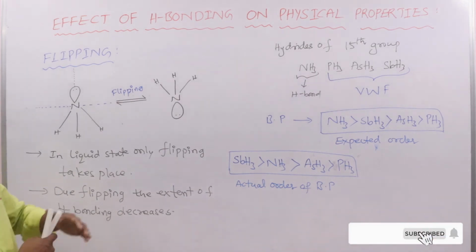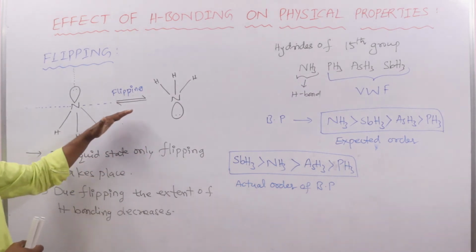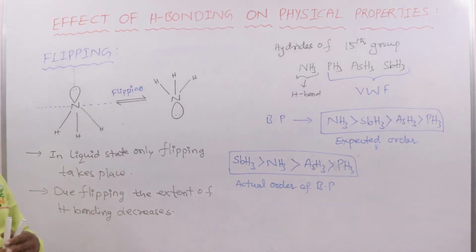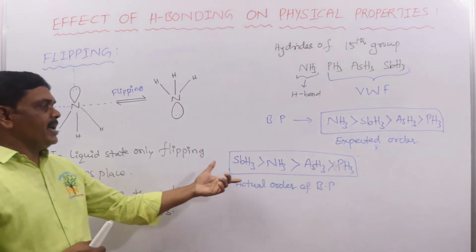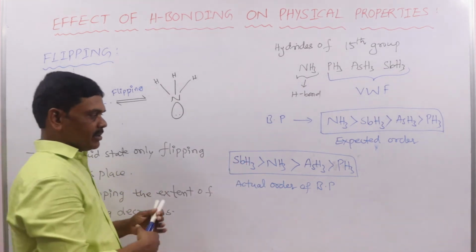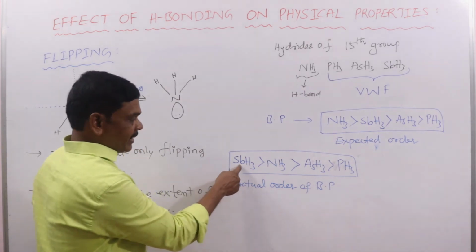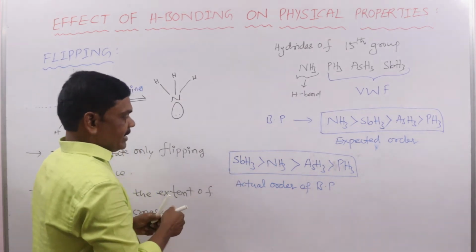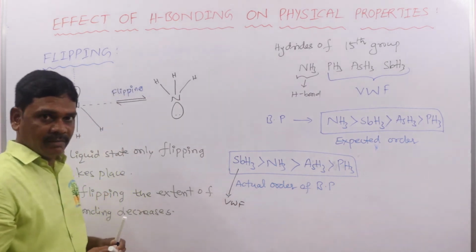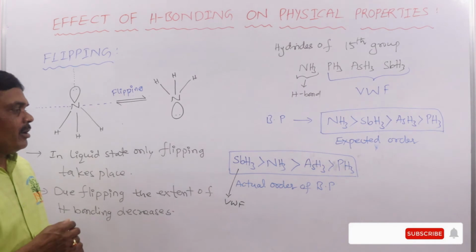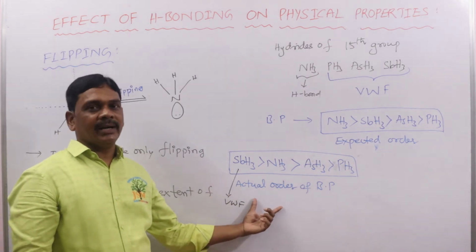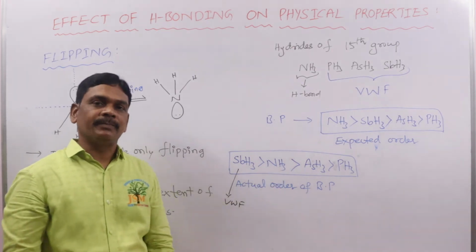Okay, so now here, ammonia in liquid state only undergoes flipping, so it is involved in flipping. That's why its extent of hydrogen bonding decreases. Now in SbH3, which one is dominating? In SbH3, van der Waals forces are dominating. So this is the actual order of boiling point of 15th group hydrides.